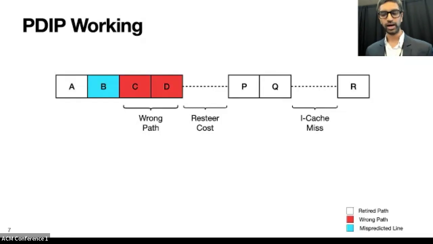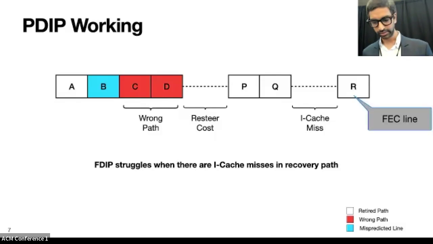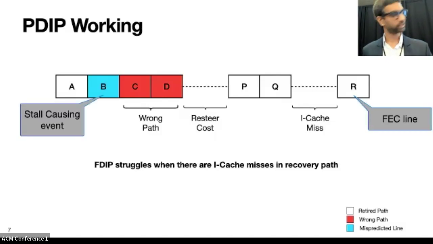Here we see P, Q, and the cache line R is actually missing in the iCache, which is a more common case. You go down the conditional branch, the first few lines are available, and then you miss in the iCache. So R is an FEC line. This example clearly shows that FDIP struggles when we have iCache misses in the resteer path. R is an FEC line caused by a stall-causing event, which is a resteer event by cache line B. So the key idea of PDIP is to associate the stall-causing event with the FEC line. In this case, we want to associate B with cache line R.